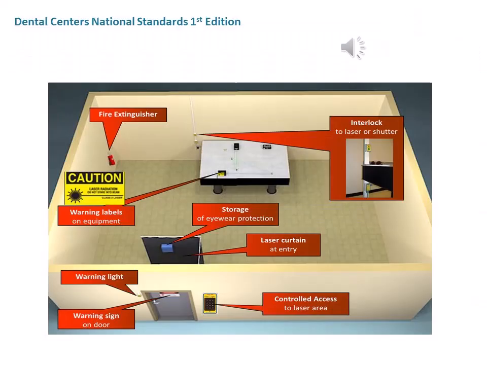Substandard 3.7 talks about laser safety in the dental centers, and here is a good slide to show you the different mechanisms to ensure the safety of laser, from the entrance and the warning lights inside the clinic itself, and the types of laser being used. This is a very nice slide to show you the different requirements of a laser treatment room.